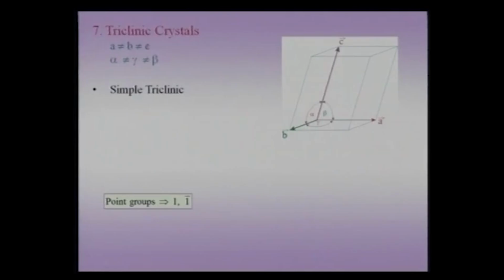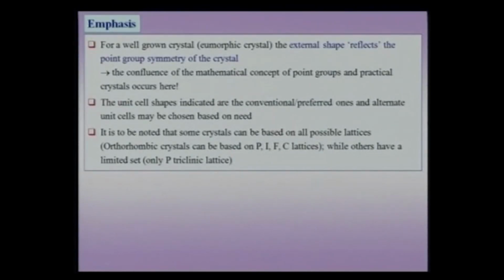So we have slowly gone through the 7 crystal systems. We have briefly outlined the symmetry and the preferred unit cell and the lattices which belong to these 7 crystal systems, and we have more importantly noted, especially when we discussed the cubic crystal, the connection between the shape of the crystal and the internal symmetry present in the crystal.